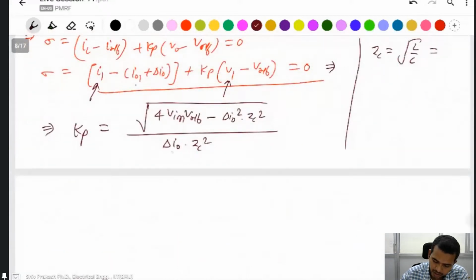Delta I naught is 10 ampere. Let's find L by C from here. If you solve this, you will find approximately 20.84.